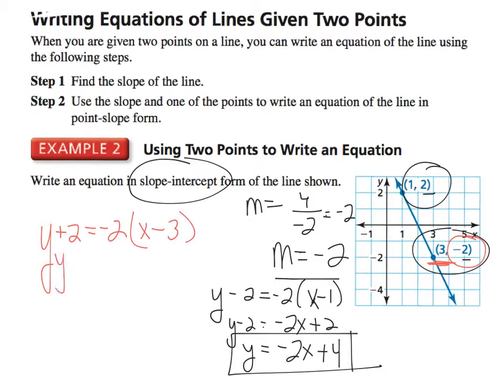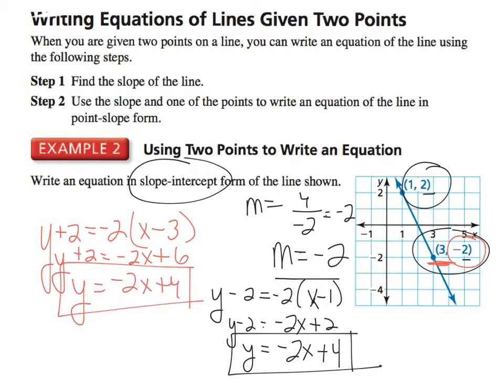I now distribute. That gives me negative 2x plus 6. I then subtract 2 on both sides. And that gives me negative 2x plus 4. Notice that you're going to get the same answer no matter which point you use.